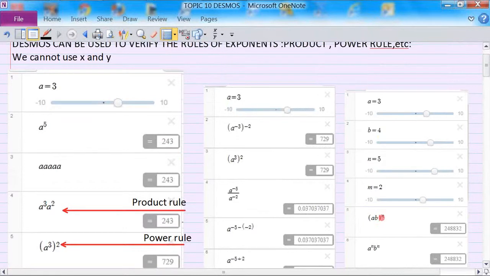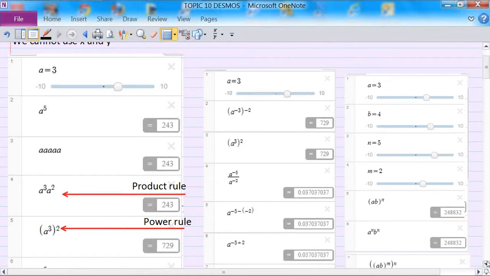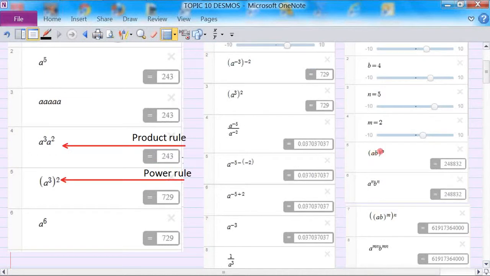12 to the power 5 is 248,832. And over here, I've removed the bracket. There's an implied 1 here: a to the 1, b to the 1. 1 times n gives me n. b to the 1 times n gives me b to the n. So this is the same as this, and I get the same numerical answer.